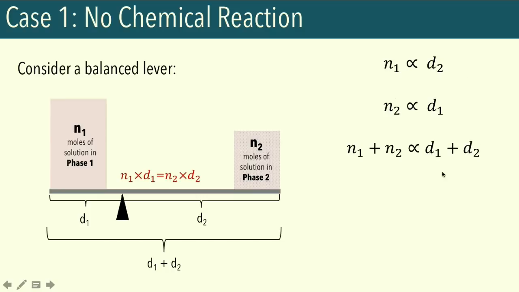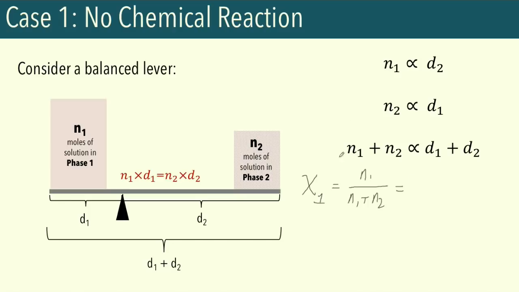These distance relationships will allow us to calculate a mole fraction of the number of moles of solution in one phase and the other. For example, the mole fraction of the mixture in phase 1 is going to be expressed as just N1 over the total number of moles, so N1 plus N2.